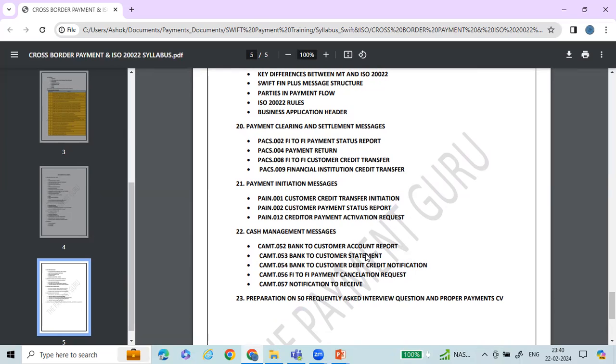And then finally, it will also help you prepare for the interview questions, around 50 questions, which we generally see being asked in interviews. And if you are ready with all 50 interview questions, you'll be able to crack some very good interviews in cross-border payments. That I can assure you with my years of experience of teaching. So this is all about it.